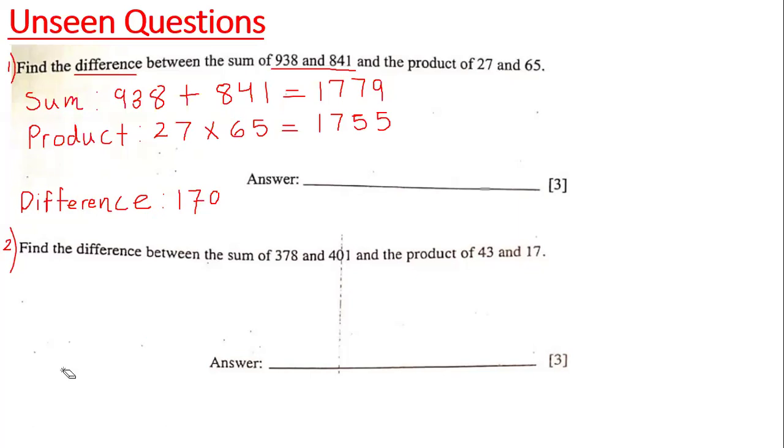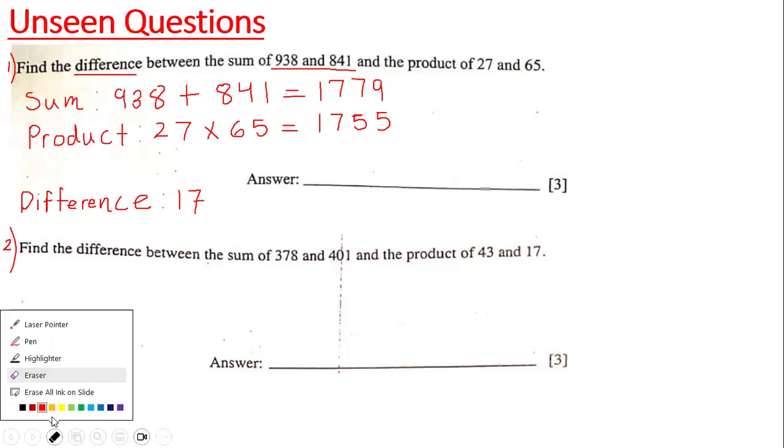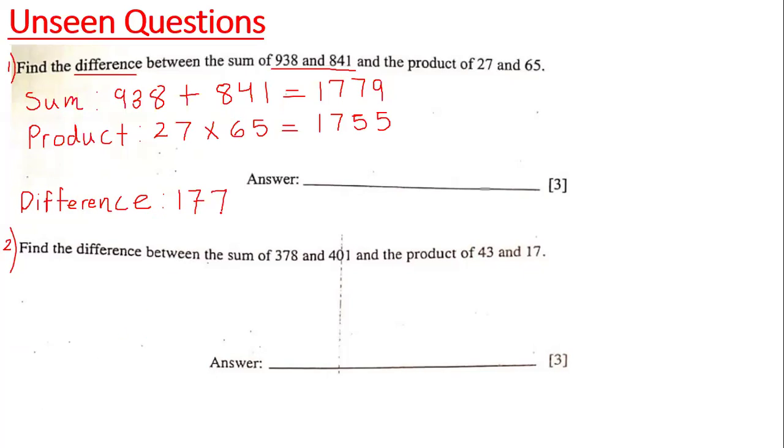Okay. So now when we find the difference, it's going to be 1,779 minus 1,755. That will give you 24. And when you subtract those two, you get what? 24.